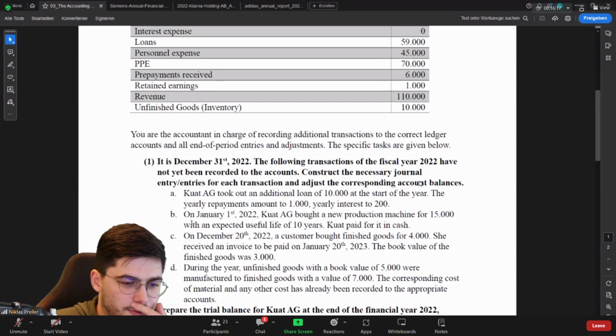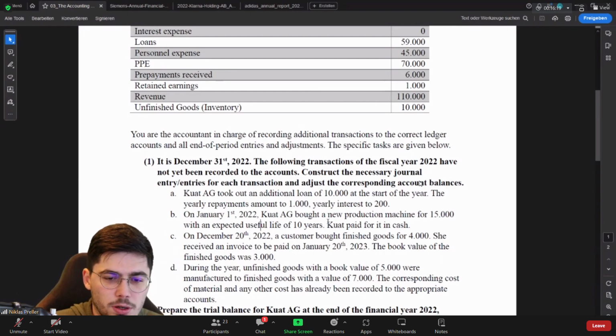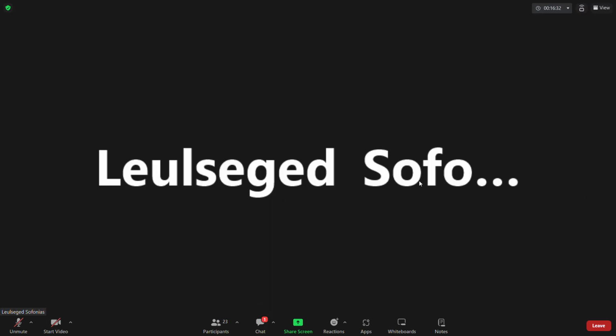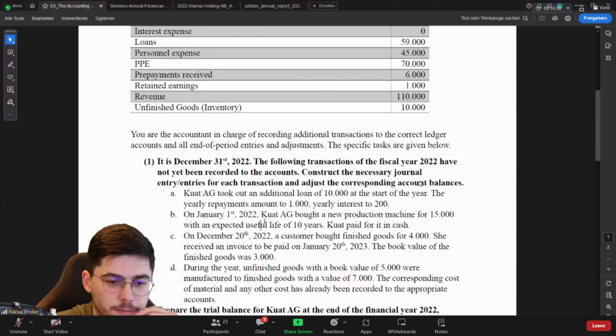So on January 1st, Kurt AG bought a new production machine for 15,000 with an expected useful life of 10 years. We paid for that in cash. Anyone wants to answer that one? PPE to cash 15,000. Yes, perfect.